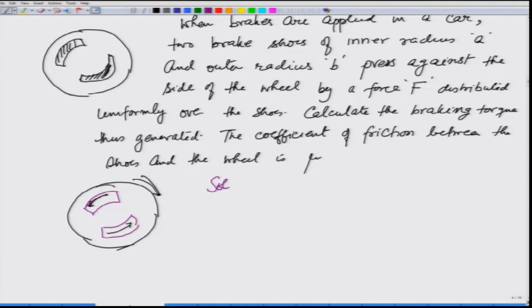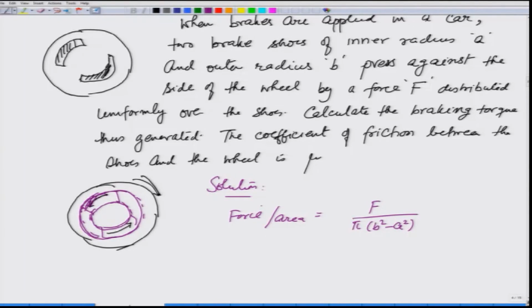Now, force is distributed over the entire area. Doing the solution, the force per unit area is equal to F divided by pi times b square minus a square. If we take these shoes to be roughly completely circular, so that there is no area gap, we are assuming that the area of the shoes is roughly equal to this circular region.